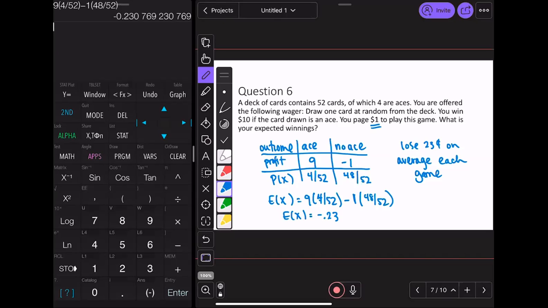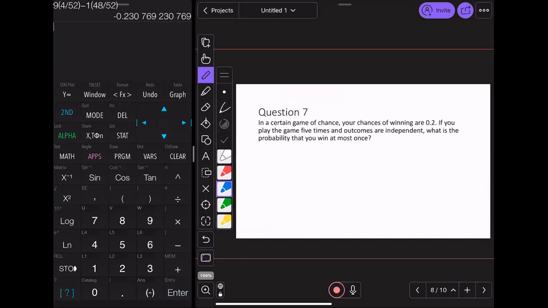Okay, let's look at the next example. It says in a certain game of chance, your chances of winning are 0.2. If you play the game 5 times and the outcomes are independent, what is the probability you win at most once? So here's how you can tell the difference between an expected value problem versus a binomial problem. Binomial problems usually have something like, what is the probability you win at most once, where it's referring to some type of inequality. Also, the fact that they mention that they're independent also indicates that it's probably a binomial problem, because remember that was one of the conditions of a binomial experiment.